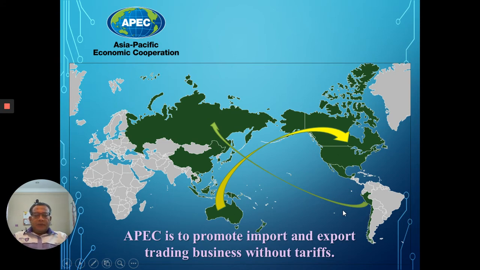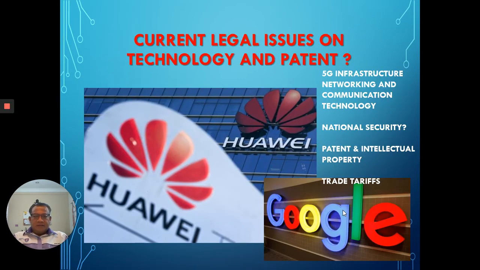So the argument is that the trade tariff is a legal argument, whether China steals or illicitly taps technology from the United States, or steals patents or intellectual property from American companies and later copies them into Chinese products.